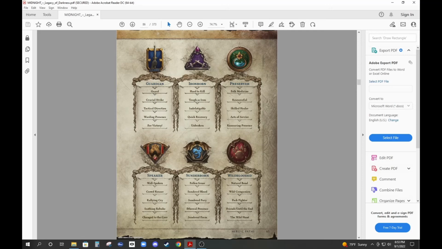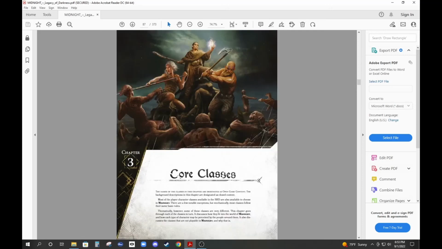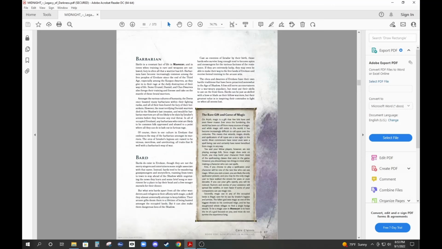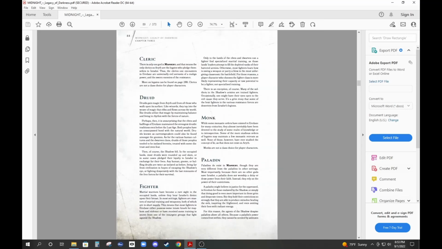With that being said, you still have the option of playing some of those core classes. You could still play as a barbarian or a bard. You cannot play as a cleric, being as, again, Izrador is the only god and he is an evil god. So there's no other gods for your clerics to gain their power from. You could be a druid or a fighter.